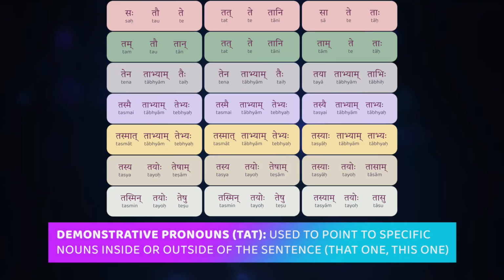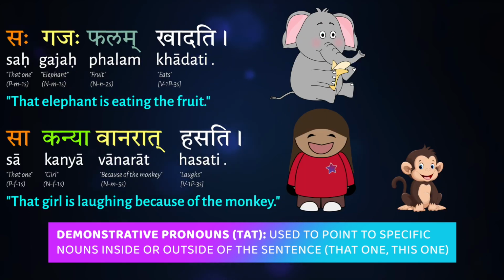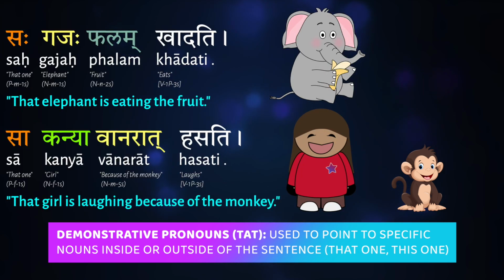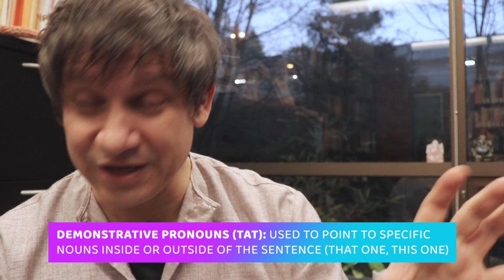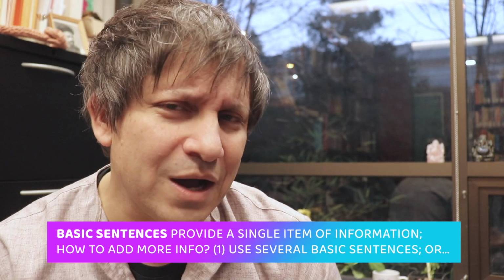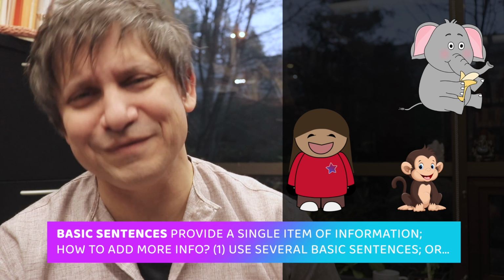To start off with, let's go back to what we learned in our last unit, those great demonstrative pronouns, if you remember, saha, sa, tat, that we can use to say that elephant is eating fruit or that girl is laughing, that sort of thing. Sa gajaha phalam khadati. Sa kanya vanarat hasati, she's laughing due to the monkey. Right? These make very good basic sentences, but now let's suppose you want to say something else about the girl who is laughing at the monkey, or about the elephant who's eating the fruit.